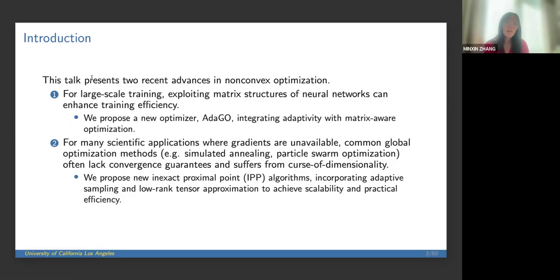And the second one is that for many scientific applications, especially when gradients are unavailable, either because it's very expensive to compute or it's just not computable, then common global optimization methods such as simulated annealing and particle swarm optimization often lack convergence guarantees and suffer from the curse of dimensionality. So we propose a new class of algorithms. We call it inexact proximal point algorithm, or IPP algorithms, incorporating adaptive sampling and low-rank tensor approximation to achieve both scalability and practical efficiency.